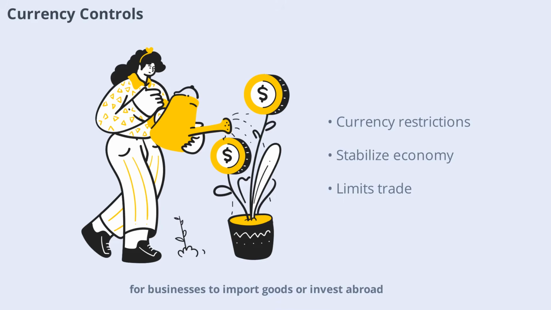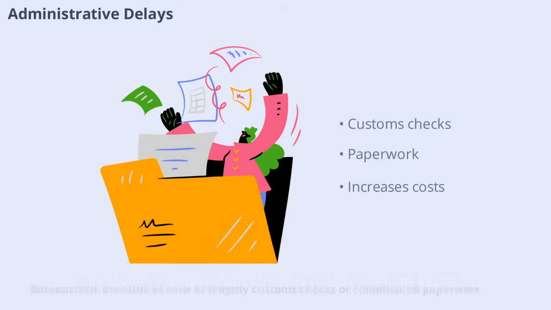Bureaucratic procedures such as lengthy customs checks or complicated paperwork can act as trade barriers by slowing down the movement of goods. These administrative delays increase costs for businesses and can discourage foreign companies from entering the market. While sometimes necessary for security or regulatory reasons, excessive delays can be a significant obstacle to trade.